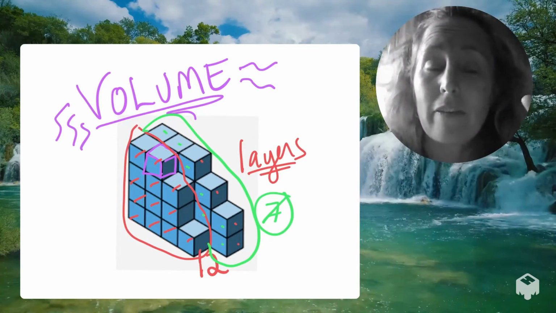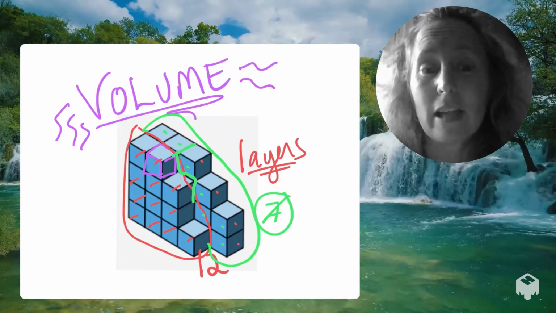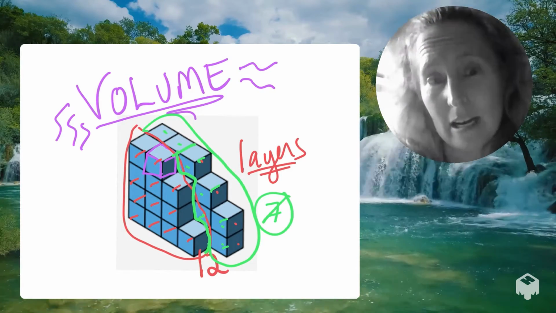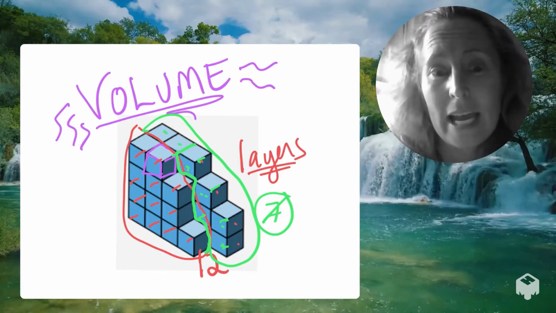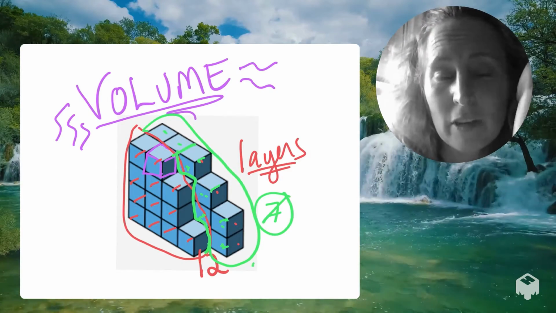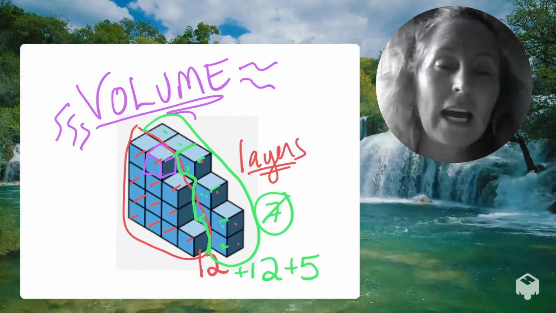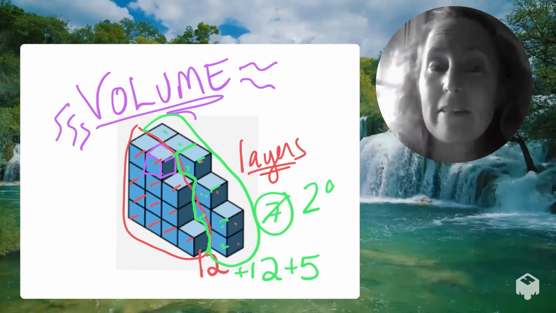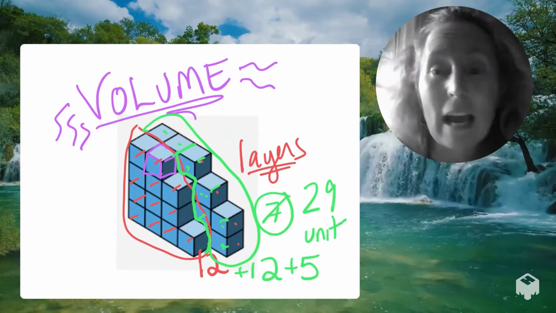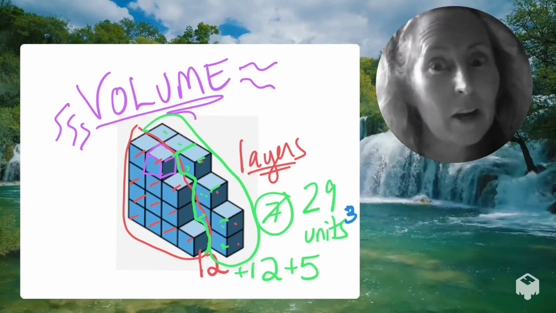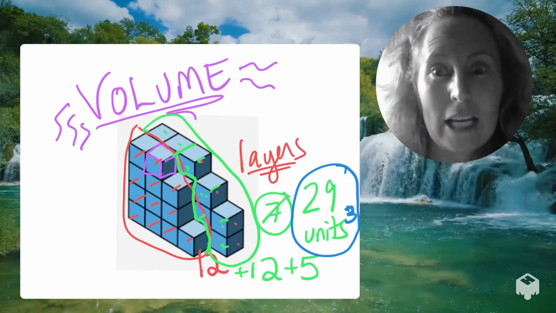So if I think about it in layers, I can see I've got that layer of 12 in the front, and that means behind it I also have another group of 12. And then I see those little 5 cubes that are outside of that duplication. So I can add 12 and 12 more and then 5 more. You can count it up any way that is best for your brain. But for me, if I don't work in layers, I make a huge mess.